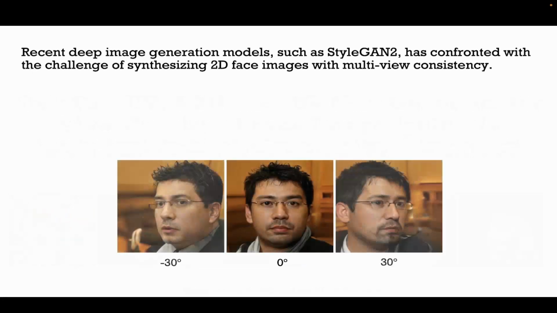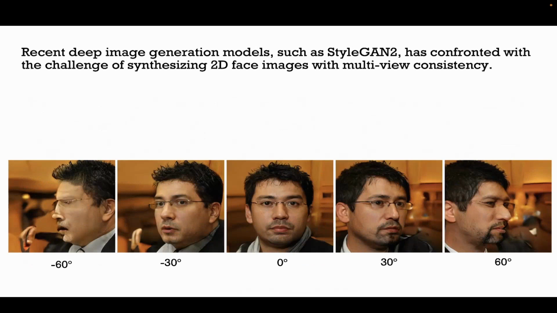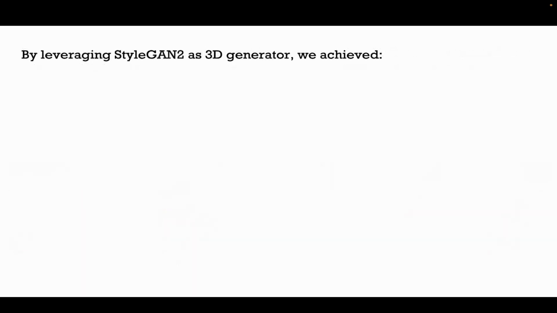Recent deep image generation models, such as StyleGAN 2, have achieved high-quality 2D face image synthesis. However, they are confronted with the challenge of synthesizing 2D face images with multi-view consistency. We address this issue by proposing an approach for generating detailed 3D faces using a pre-trained StyleGAN 2 model. By leveraging StyleGAN 2 as a 3D generator, we achieved the following goals.